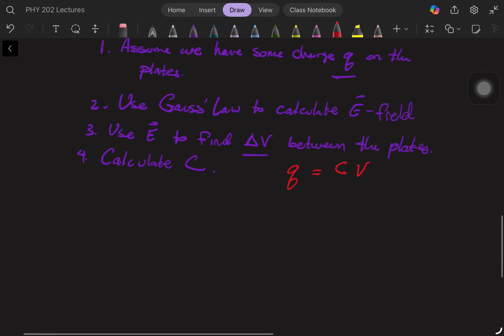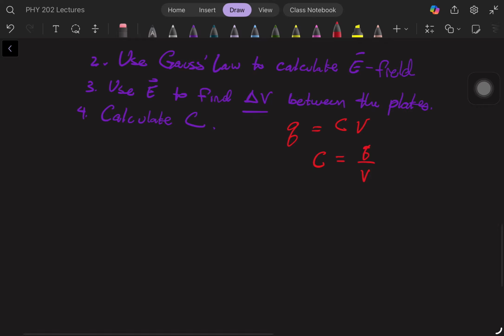Q equals CV. But actually, I think for most of our purposes, we are going to use C is equal to Q over V. Fun. We get to use the one I like. Okay, so let's start off with a parallel plate capacitor.